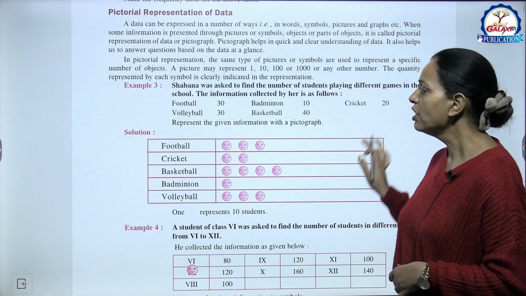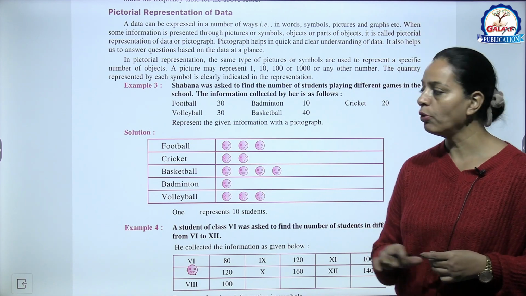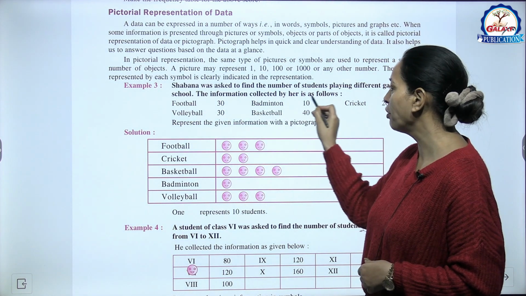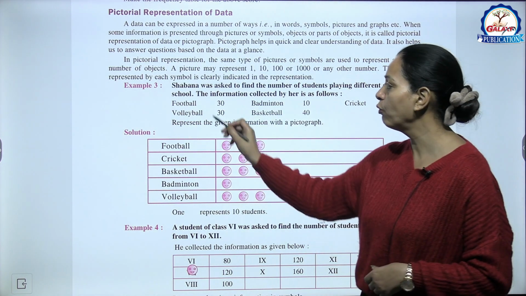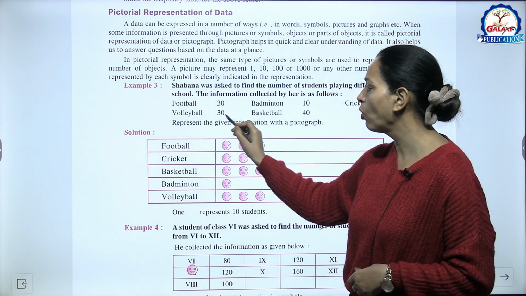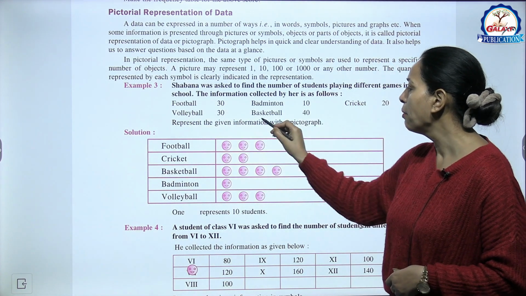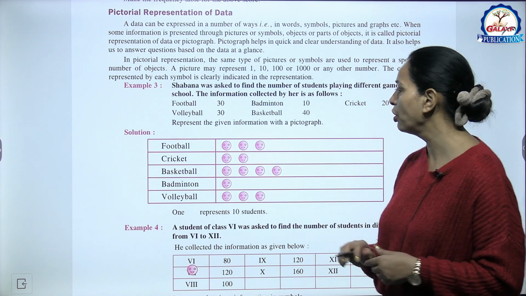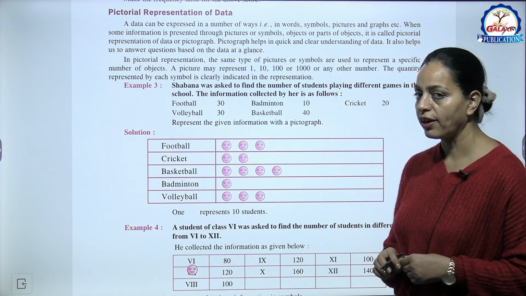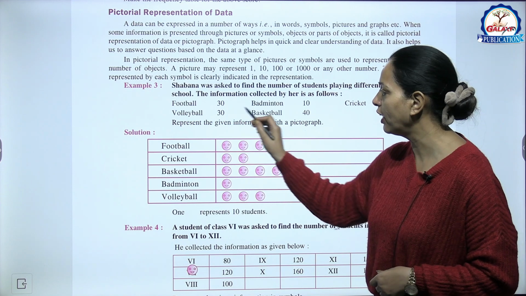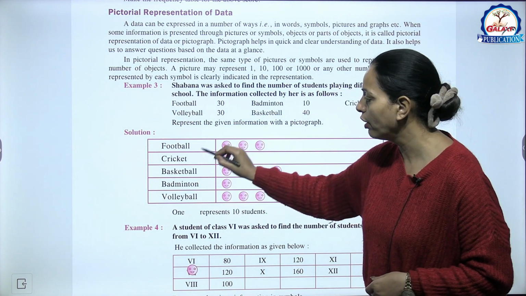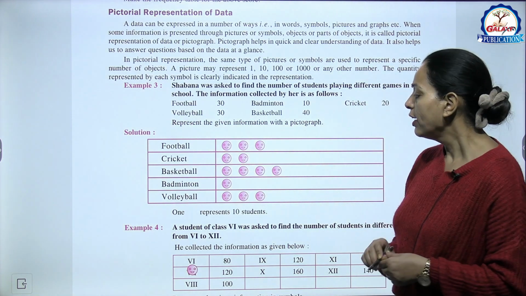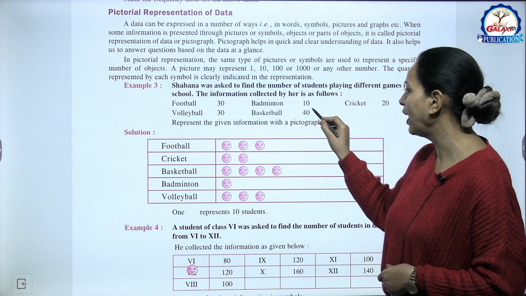See example 3. Shabana was asked to find the number of students playing different games in the school. The information collected by her is as follow, like football 30 students, volleyball 30 students, badminton 10, basketball 40, cricket 20. So represent the given information with a pictograph. So what will we do, whatever information we have, like here sports names, so we can write over here football, cricket, basketball, badminton and then volleyball. Okay, now see the numbers 30, 30, 10, 40, 20.